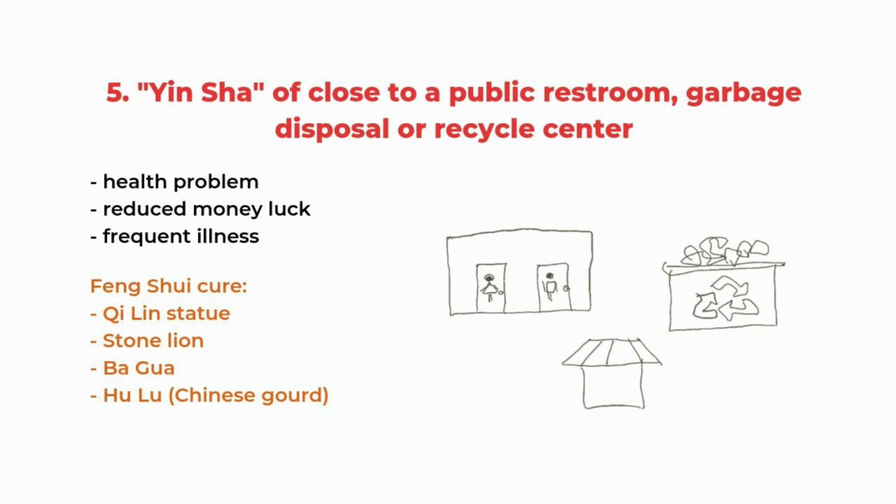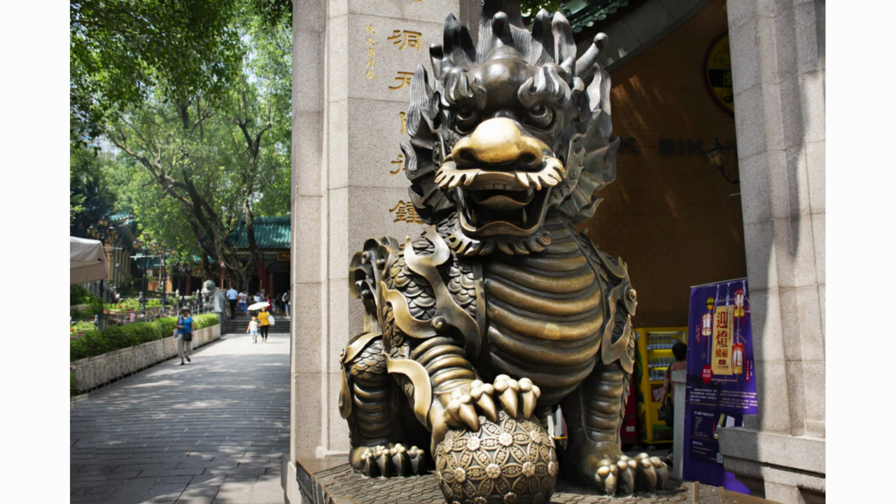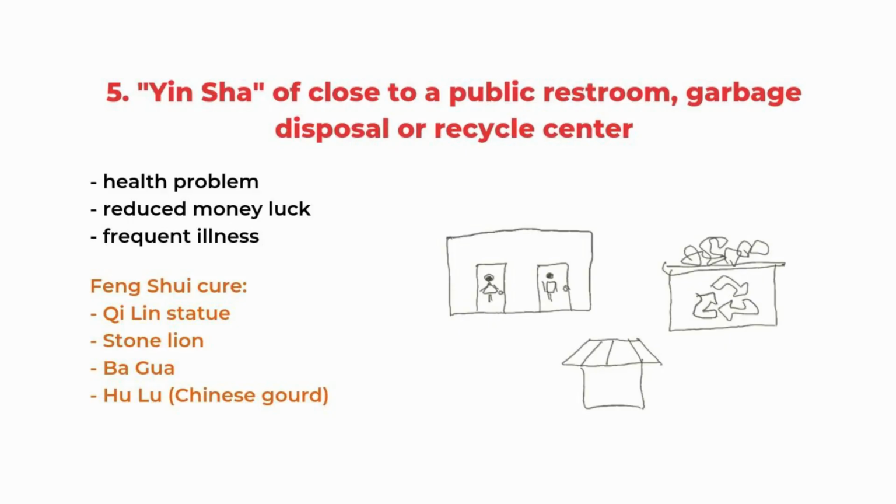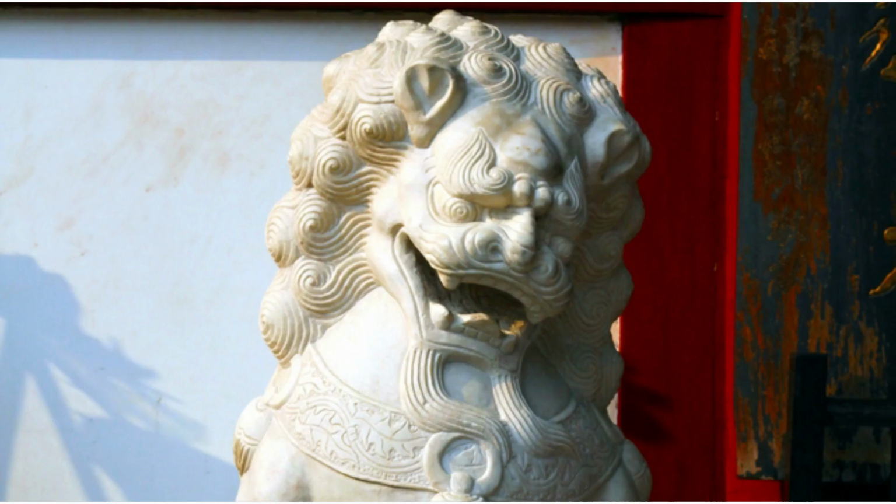And the feng shui cure, again, you can use qi lin. A qi lin statue seems like a general cure because qi lin is like your pet, but also strong enough to fight with all the negative sha qi. So qi lin is a very useful feng shui cure. The second feng shui cure is stone lion. Again, it's a powerful animal to bring protection.